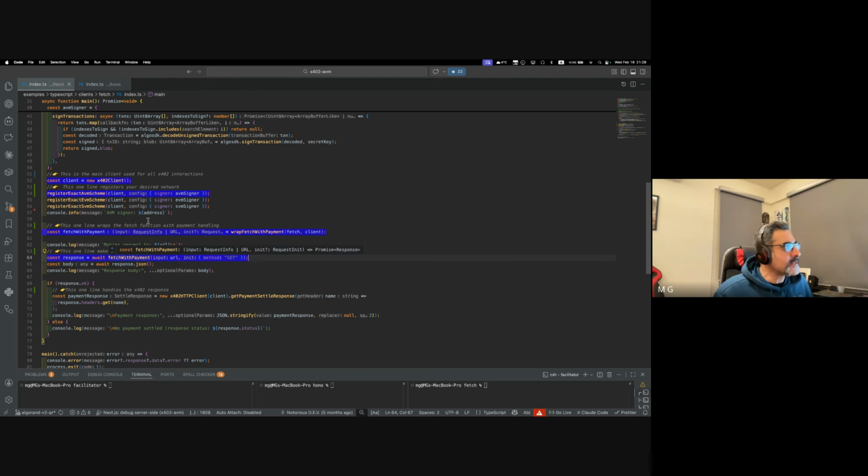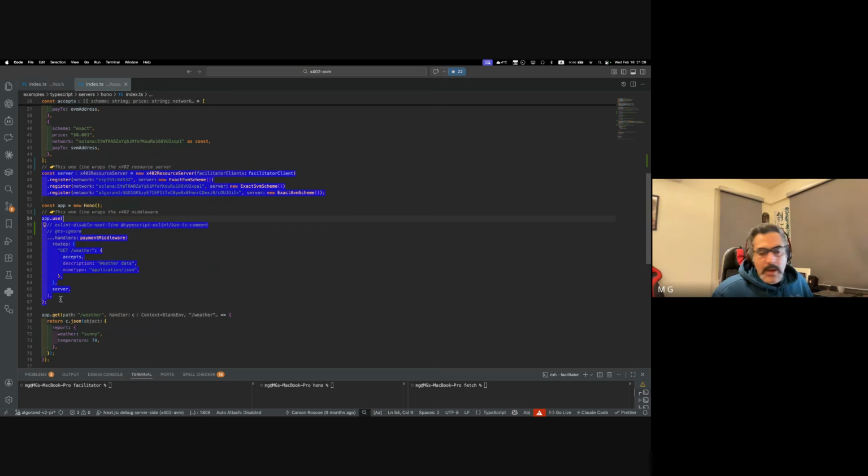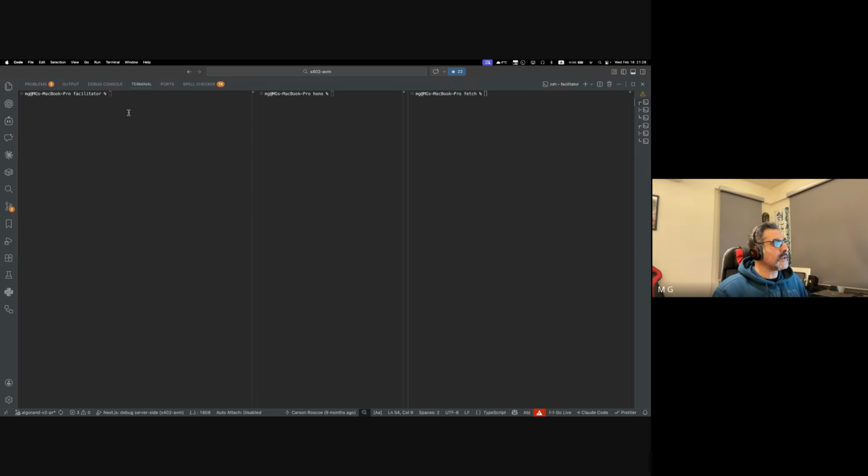So 4 lines for any client, 2 lines for any server, and because the facilitator is already provided for you, you don't need to somehow worry about the facilitator. All you need to worry about as developers is providing the client and providing the servers. And finally, to put a very happy ending to that, let me show how it works.